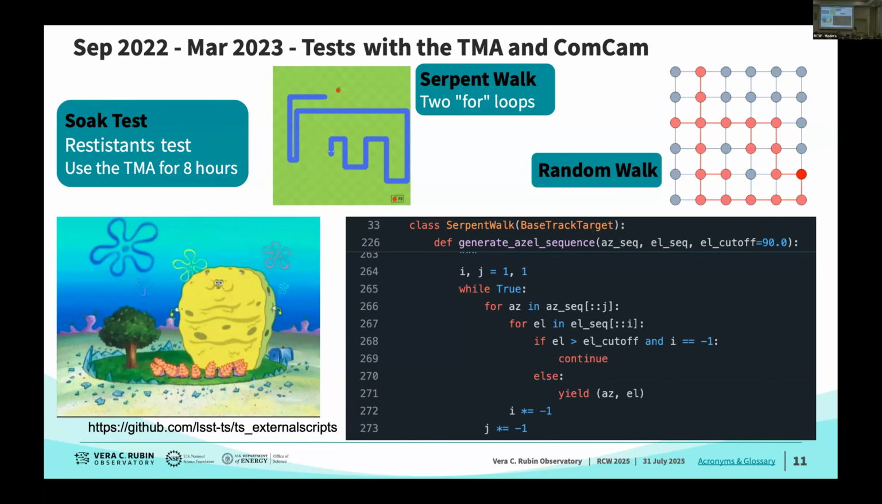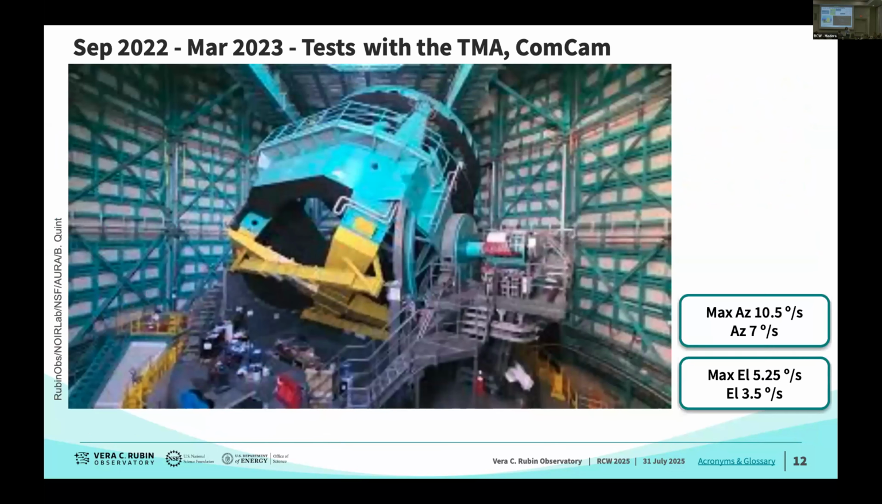We did some different movement as well, like serpent walk or random walk. But the interesting thing is that all of these tests that we did at that point, we moved the telescope using just one Python script. So for example, for the serpent walk test, we had a Python script with just 2 for loops, moving the telescope.